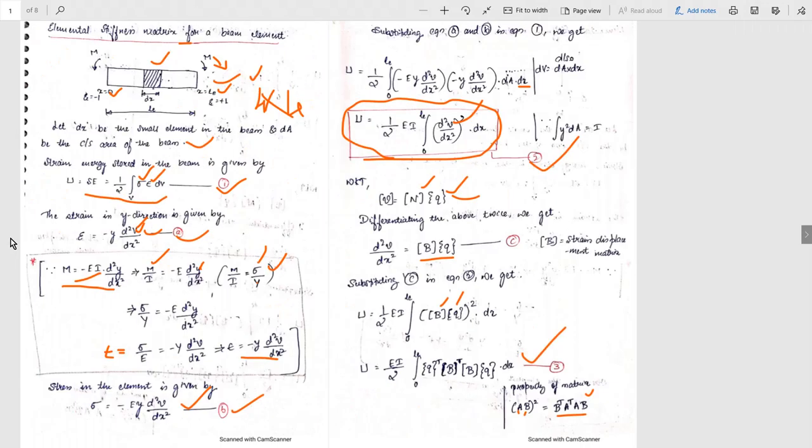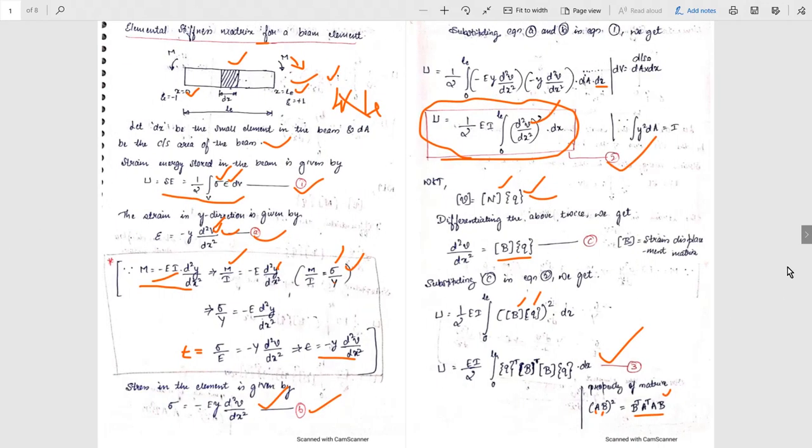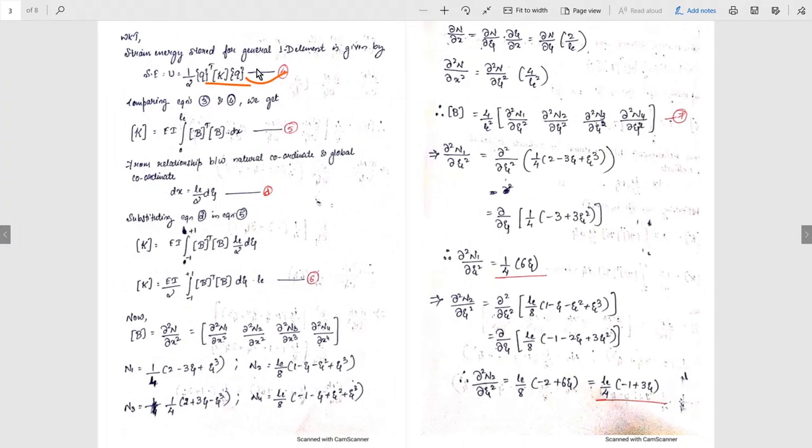When you compare equation 3 and equation 4, you get k as EI integration from 0 to Le of B transpose into B into dx, where k is nothing but your stiffness matrix. We are interested in obtaining the expression for this. So k equals EI integration 0 to Le of B transpose into B into dx. Let me call this equation 5.